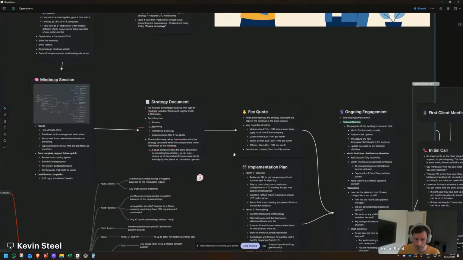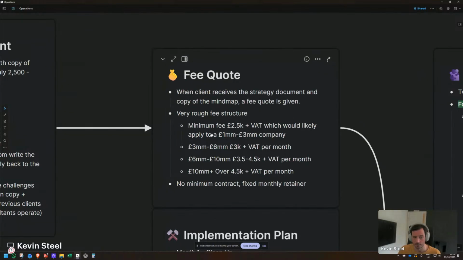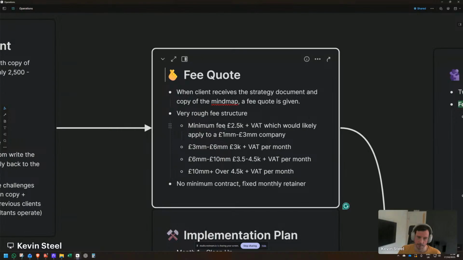And in terms of the actual fee quote itself, when the client receives the strategy document and a copy of the mind map, the fee quote is given. So this is my very, very rough fee structure. The minimum fee I'll charge anybody is 2,500 a month plus VAT. That would likely apply to a 1 million to 3 million company.